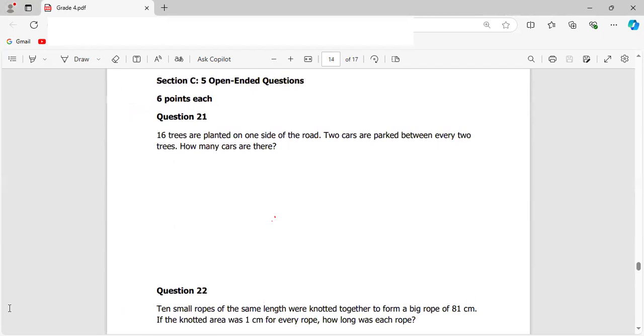Question 21. If 16 trees are planted on one side of the road, 2 cars are parked between any 2 trees, how many cars are there? So suppose this is tree 1, 2, 3, 4, 5, 6, 8, 9, 10, 11, 12, 13, 14, 15, and 16. And there are 2 cars parked between any 2 trees. So 2, 2, 2, 2.